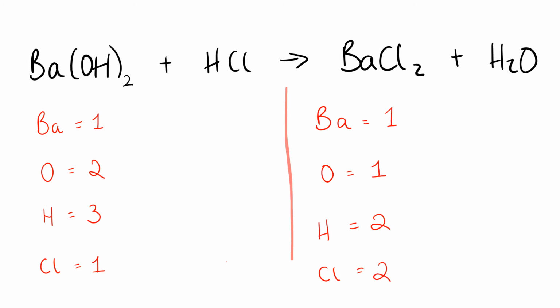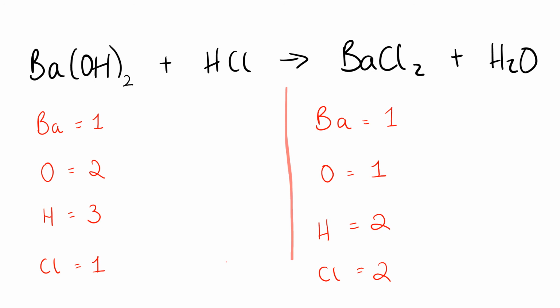Now barium chloride is BaCl2 because of the ionic formula. And I do have a separate video going through why barium chloride, for example, is BaCl2 and not BaCl. So where do we start with this?